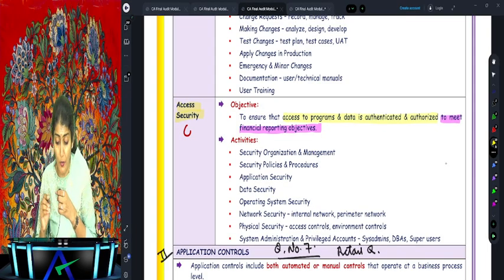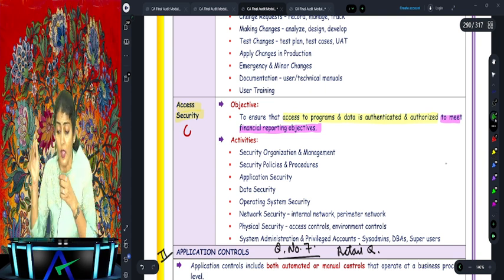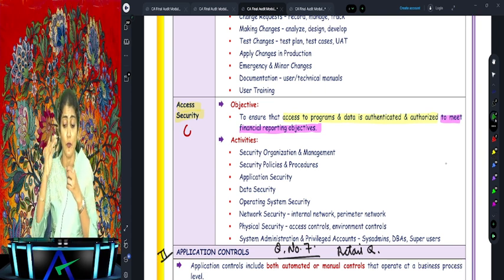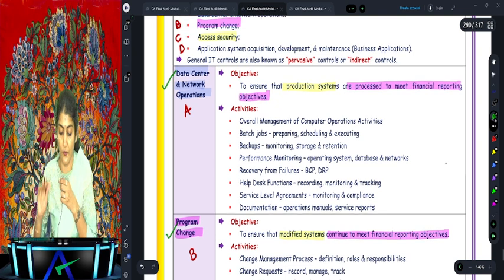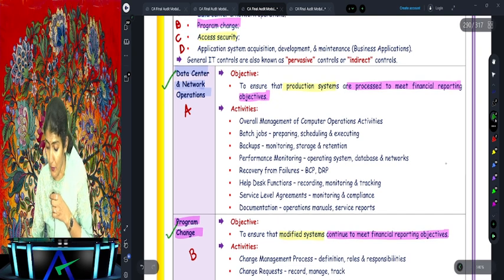Right, so that's the program change or the access security. Access to programs and the data is authenticated and authorized to meet the financial reporting objectives. Okay, right, now over here, what are they talking about?